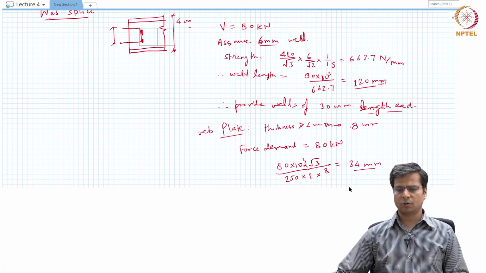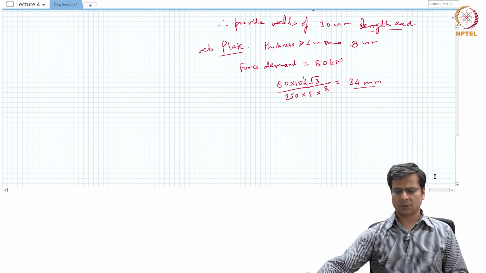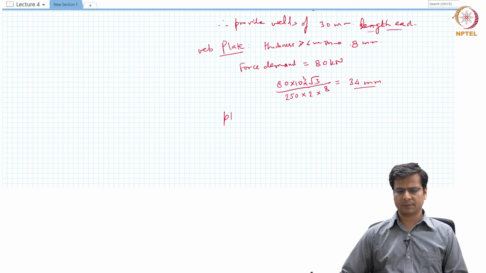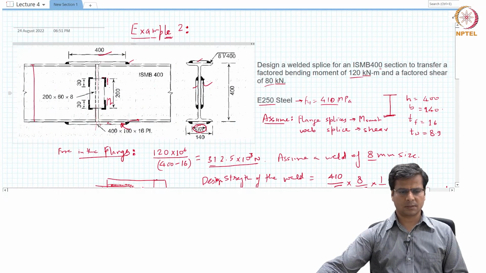Actually, we are planning to provide 2 welds of 30 millimeters each. So let's provide at least a plate of depth 200 millimeters at least. So the web splices are 200 millimeter deep and 8 millimeter thick, one on each side, which are supported by these welds of 30 millimeter length and 6 millimeter size. Okay. So that's how this example can be solved, and web splices and flange splices can be designed for the required force and moments.